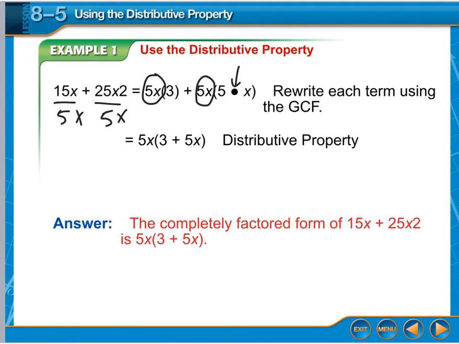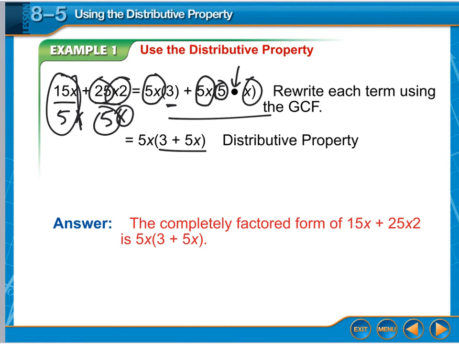I don't know why they put this huge sign there like that, but this here would cancel, and 15 divided by 5 is 3. And then 25 divided by 5 is 5. And then x squared over x would give me an x. And so then they put them back together. I don't necessarily like the way they did this here, but it's the same thing we've been doing. The answer ends up the same.